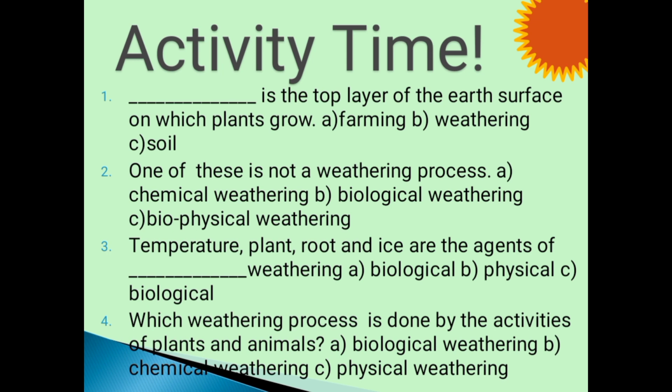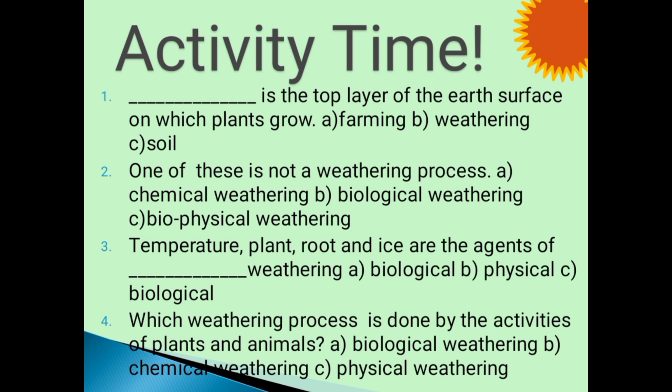Question 1. Dash is the top layer of the earth's surface on which plants grow. A. Farming. B. Weathering. C. Soil. The second question. One of these is not a weathering process. A. Chemical weathering. B. Biological weathering. C. Biophysical weathering. The third question. Temperature, plants, roots, and ice are the agents of dash weathering. A. Biological. B. Physical. C. Chemical.